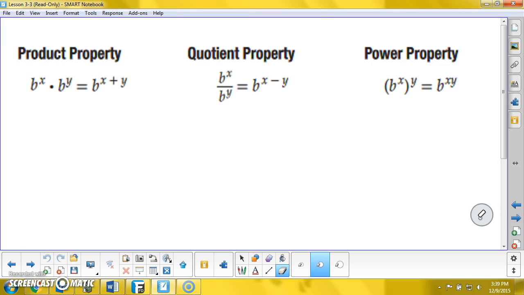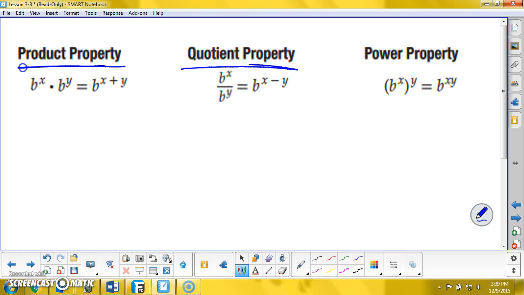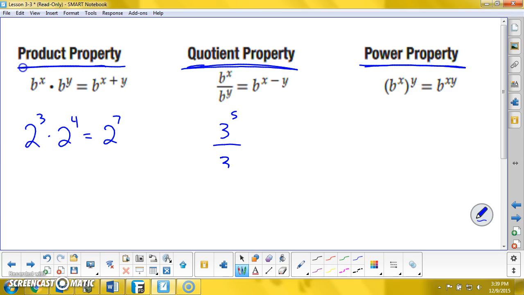We have a product property, we also have a quotient property, and we have a power property. The product property talks about when you add your exponents. If you had 2 to the third times 2 to the fourth, that's when you'd add your exponents and get 2 to the seventh. And the quotient property tells you when you should subtract your exponents. If you had 3 to the fifth divided by 3 to the second, that's when you'd subtract your exponents and get 3 to the third.